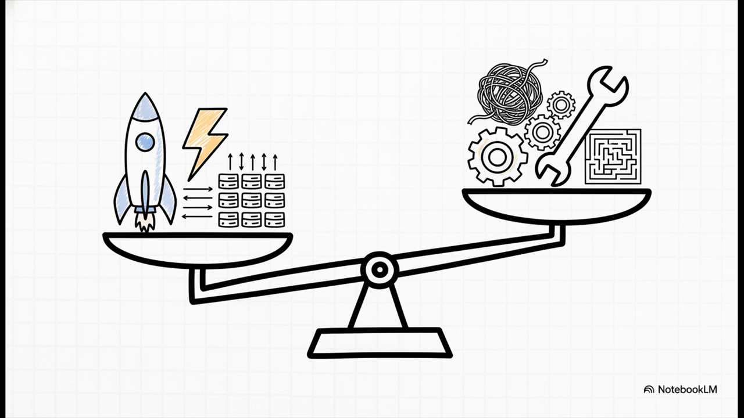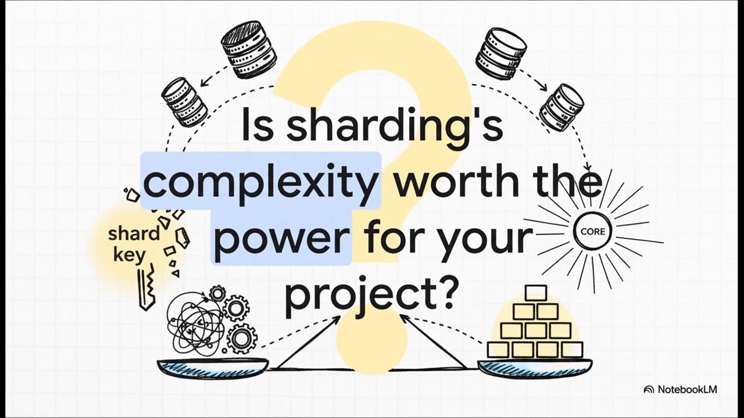So, if you're going to remember one thing from all this, let it be this: sharding gives you incredible, almost limitless performance and scale for huge write-heavy apps, but it comes at the cost of some serious complexity. So now you know how it all works: the components, why that shard key is so critical, and all the trade-offs. The question left for you isn't "what is sharding" anymore. It's, for your project, is all that complexity actually worth the power?